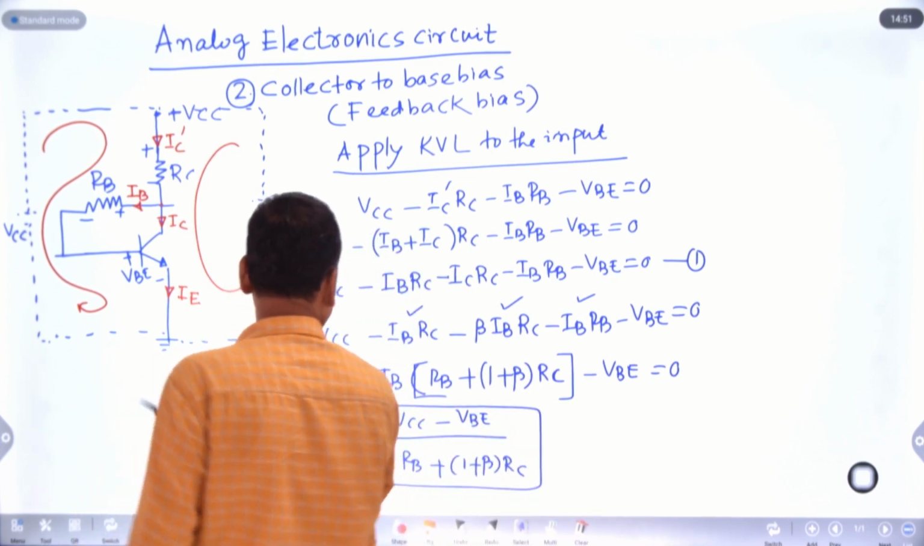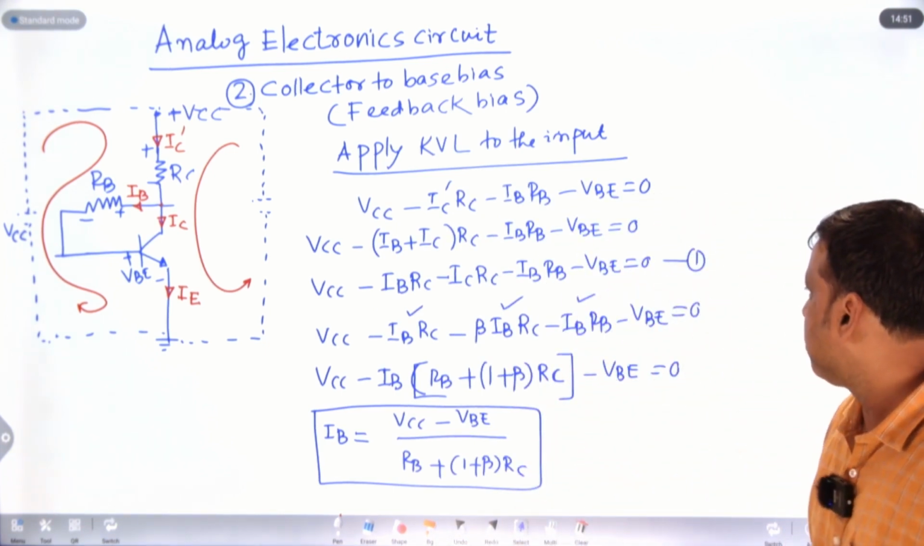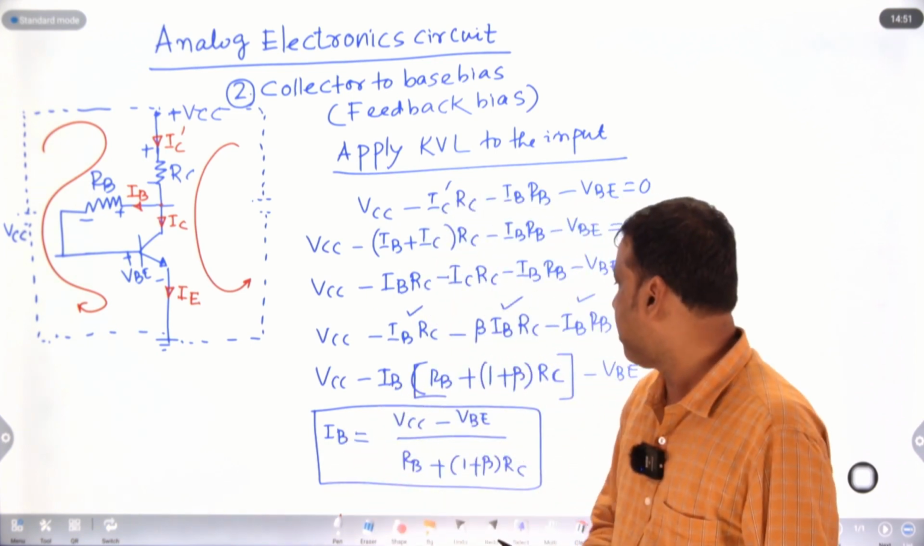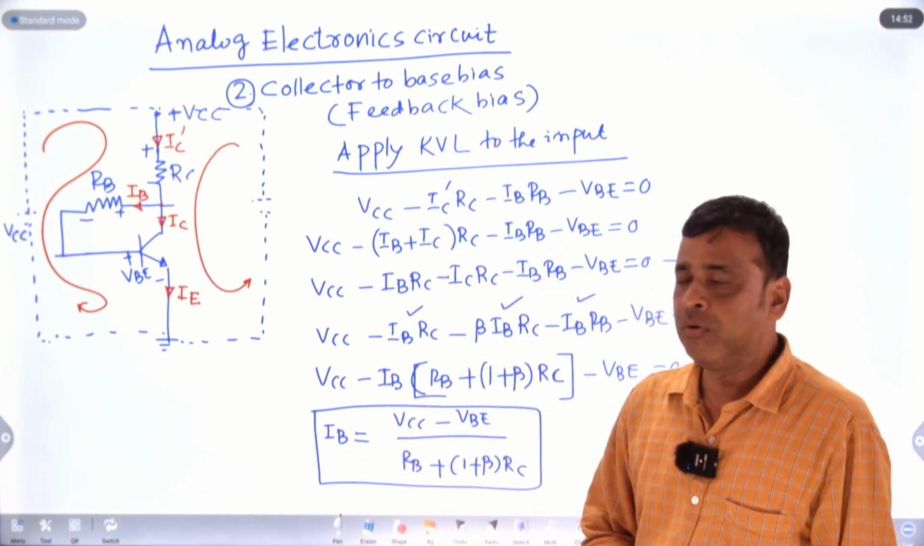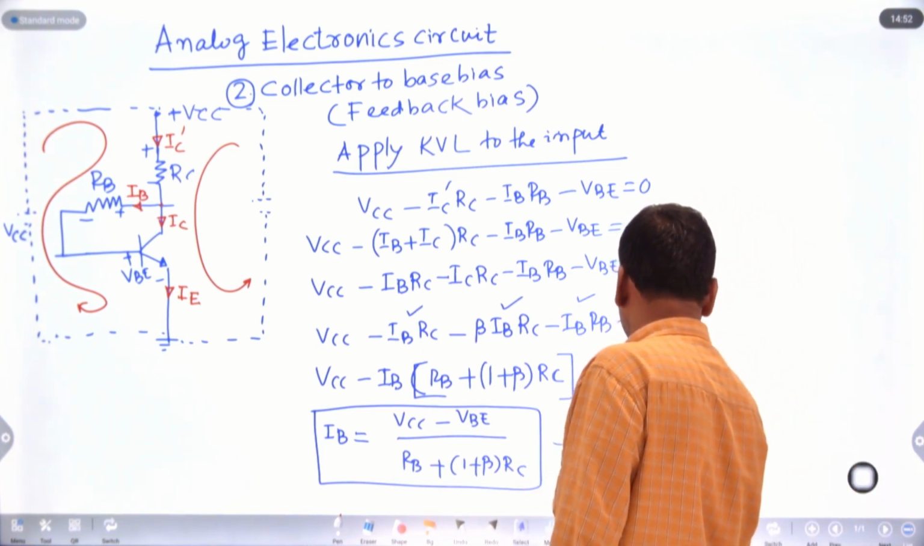Apply KVL to the input and you will get the input current. Input current is nothing but base current, here IB. IB equals VCC minus VBE divided by RB plus 1 plus beta whole into RC. So this is your equation 1, and this is your equation 2.